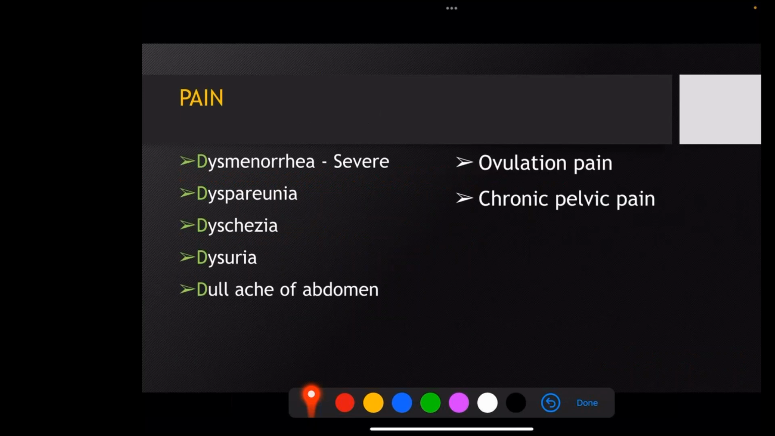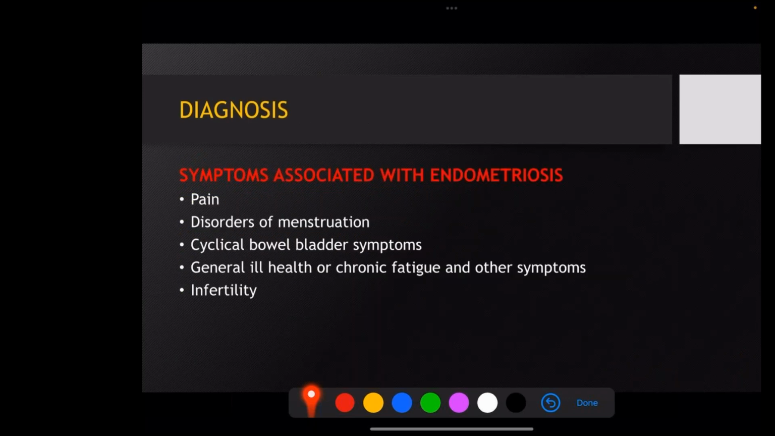Then how will you diagnose endometriosis? See, diagnosis of endometriosis is made on the basis of history, physical findings, and investigation, or clinical diagnosis. Endometriosis should be suspected when a woman comes to you with complaints of infertility, dysmenorrhea, dyspareunia, cyclic or acyclical chronic pelvic pain. You can definitely suspect it may be a case of endometriosis.